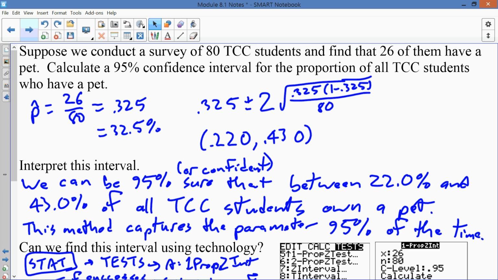Okay. So in this particular problem, the margin of error is how much I had to go up or down from 0.325. And the answer is I had to go up 0.105 and down 0.105. You could do a quick subtraction to check that, or just do the part of the formula after the plus minus. So the margin of error is about 10.5%, which is pretty high, but that's because we did a small sample size. As you increase your sample size, your margin of error will decrease because you should get a more accurate answer with a larger sample size.